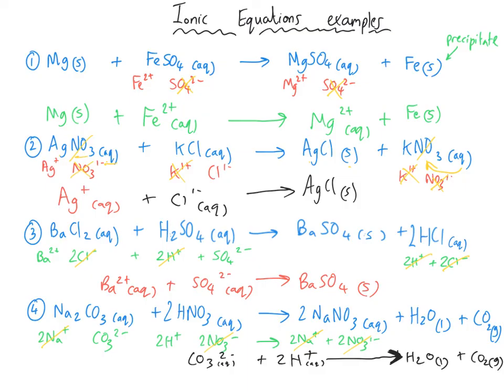So there you have it, ionic equations in a few simple steps, and you can even miss out one of the steps if you feel confident just inspecting the original equation and working out what the spectator ions must be from there.